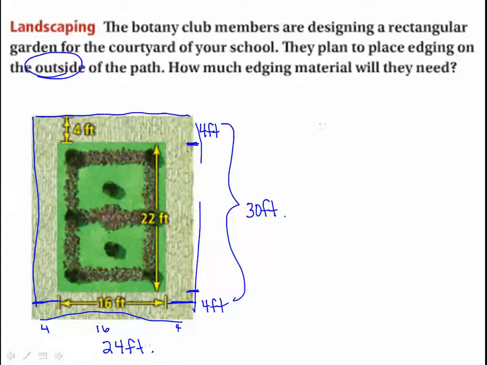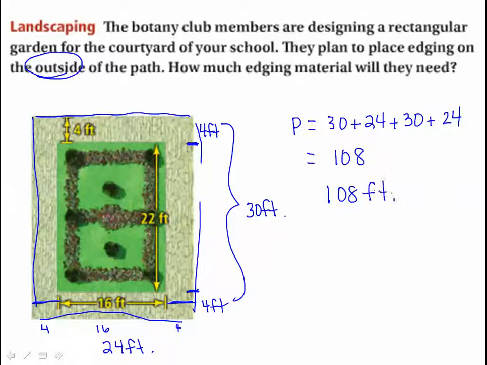So if I wanted to find the perimeter, I would simply add 30 plus 24 plus 30 plus 24. Or you could write this as 2 times 30 plus 2 times 24. If I add those together, I get a total of 108. So I see that they should use 108 feet of edging material. Please remember on a word problem to make sure that you use your units.